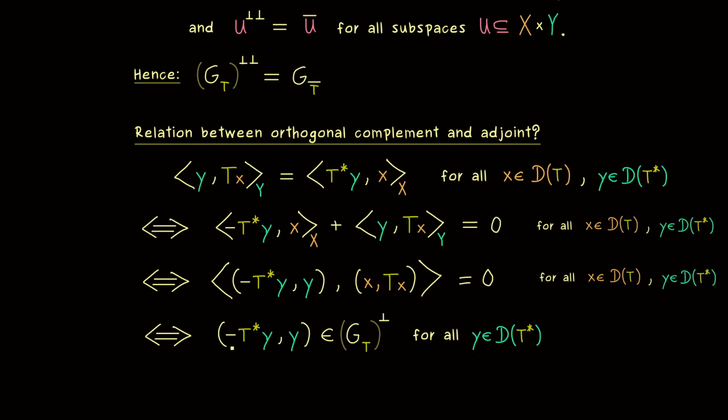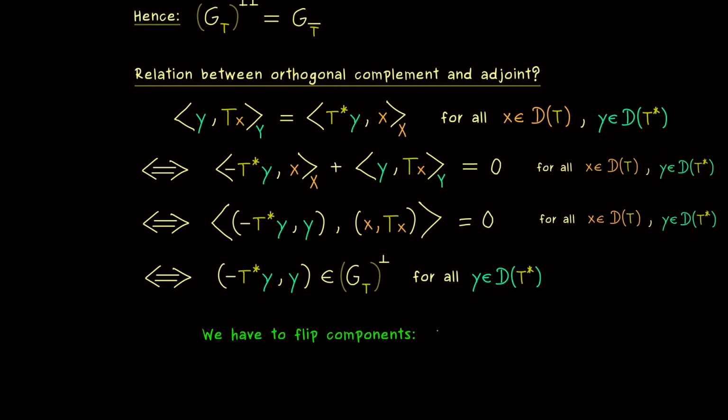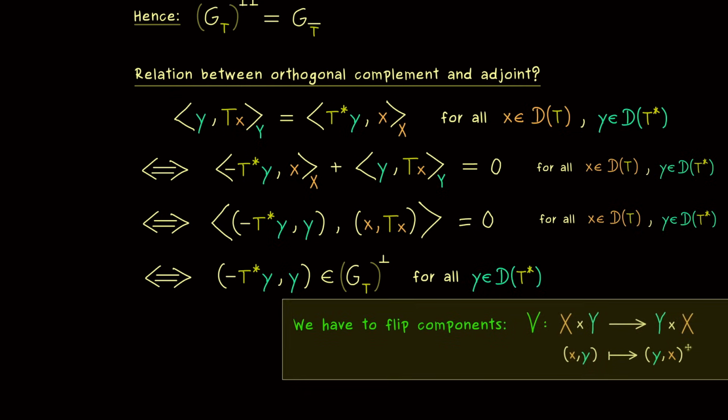And now you should see that this pair here almost describes the graph of T*. So the only thing we have to do here is to flip components with an operator V in X times Y. So it's quite simple because it just tells us that every element (x, y) gets flipped in the components. So we send (x, y) to the element (y, x). So formally we have 2 different Hilbert spaces on the left and on the right here, but you can already see they carry exactly the same information. So it's a really simple linear operation where the inverse is also clear.